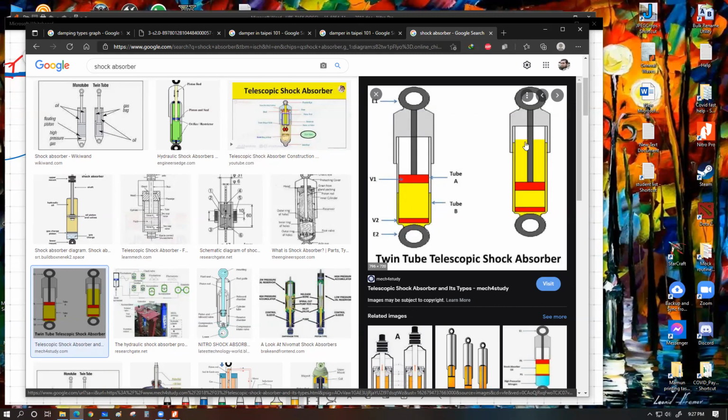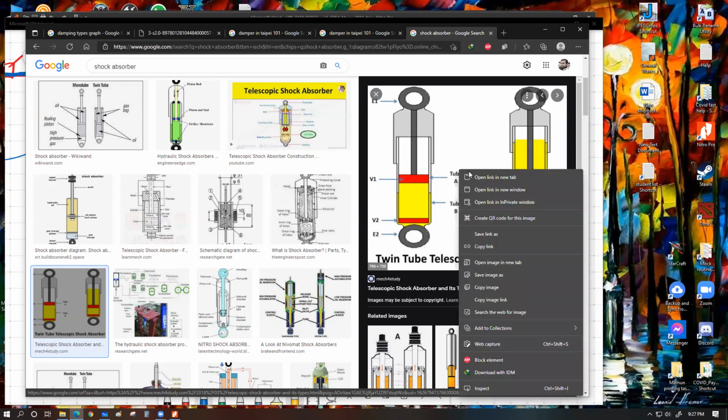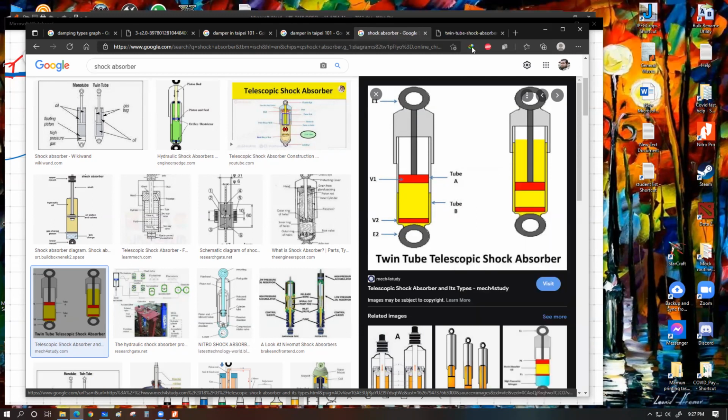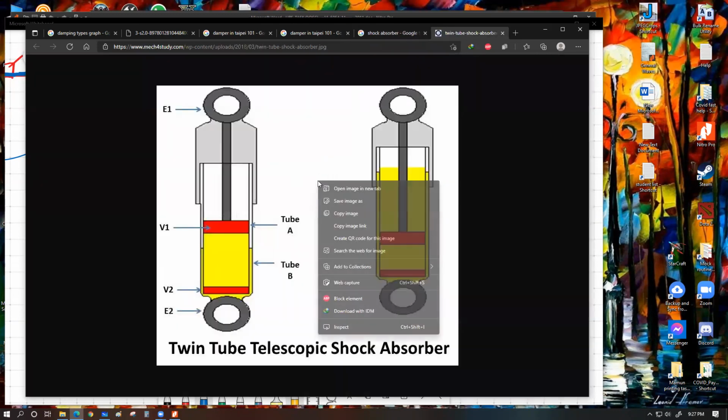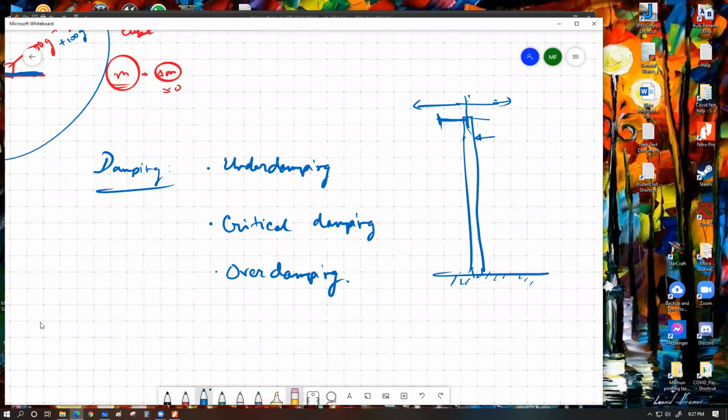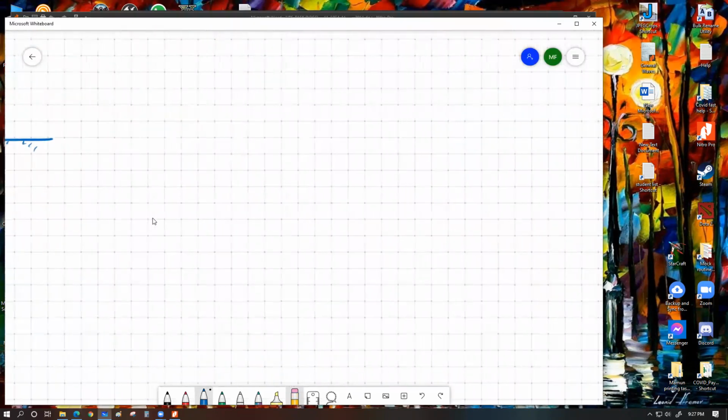So whenever the shock absorber is in this position, the spring will be compressed. Let me just copy this image. Open image in new tab. Copy image. Paste.